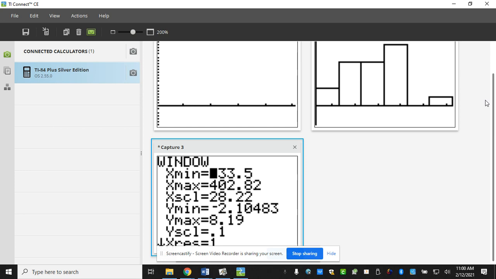My X scale is what would change. So right now, they're setting it to where the class width is 28.22. I usually pick that number and just go with something close, whether I'm thinking about it or not. So I'm just going to type in 30 and hit graph again.